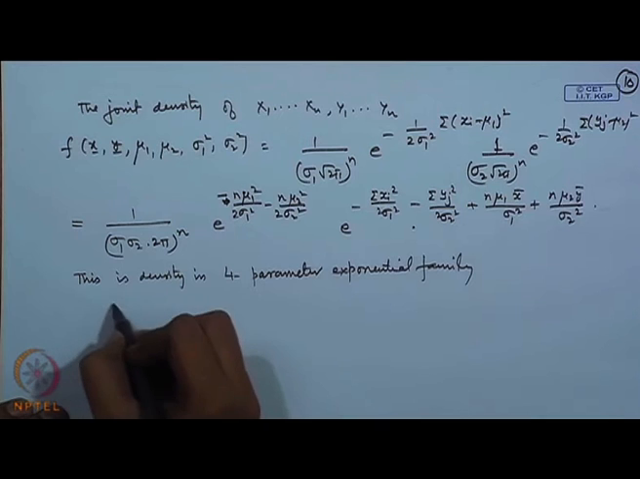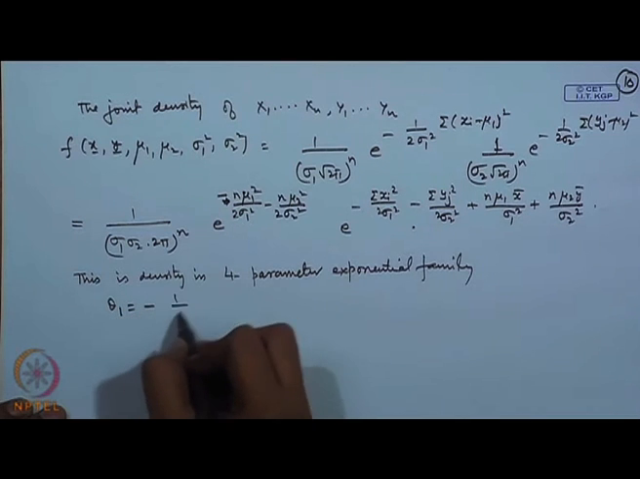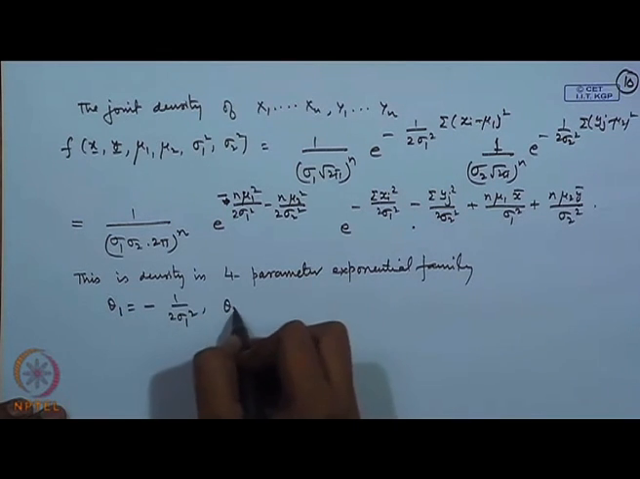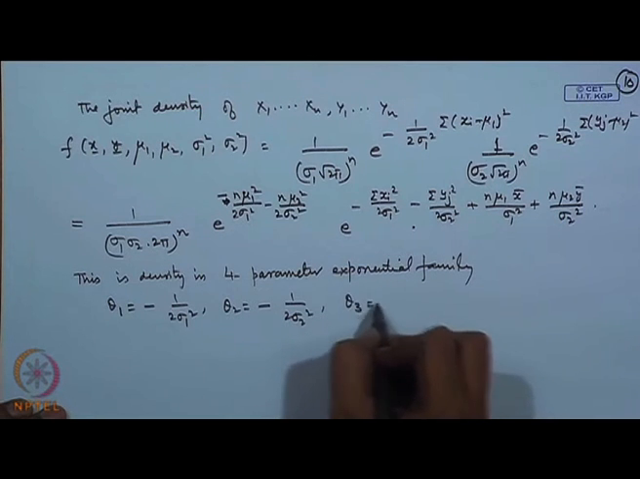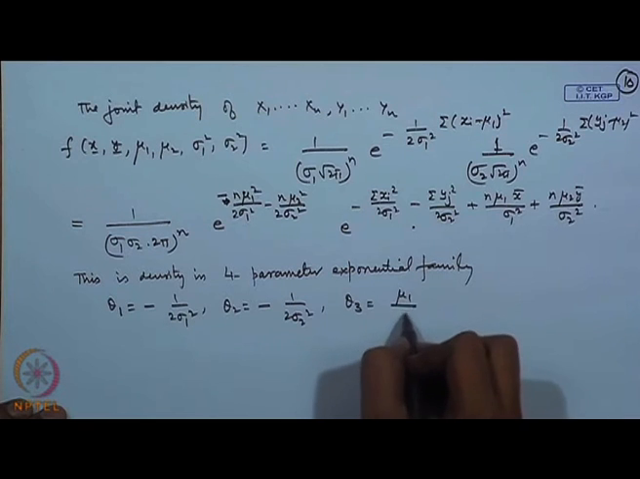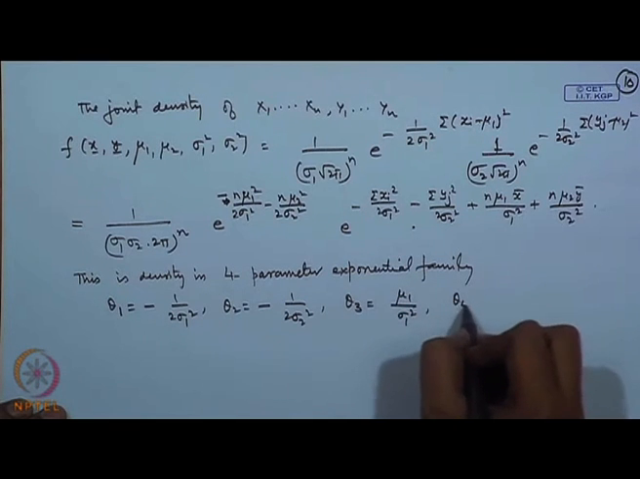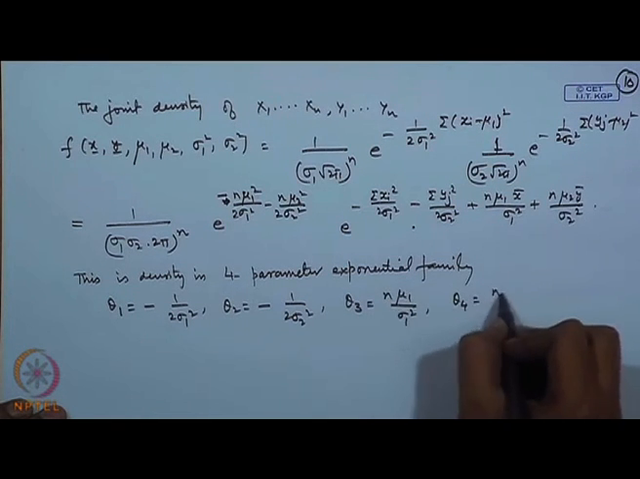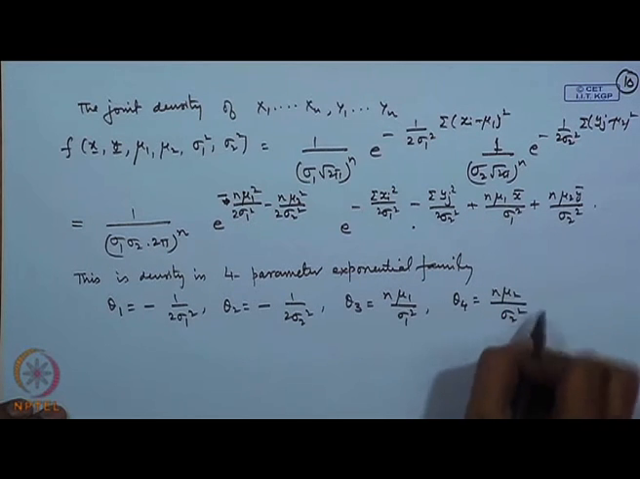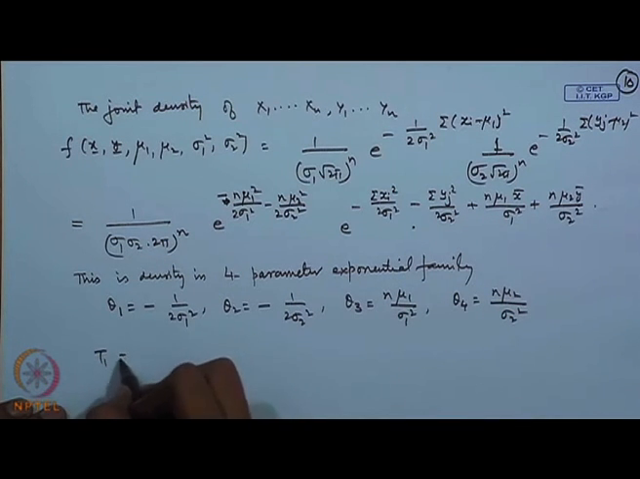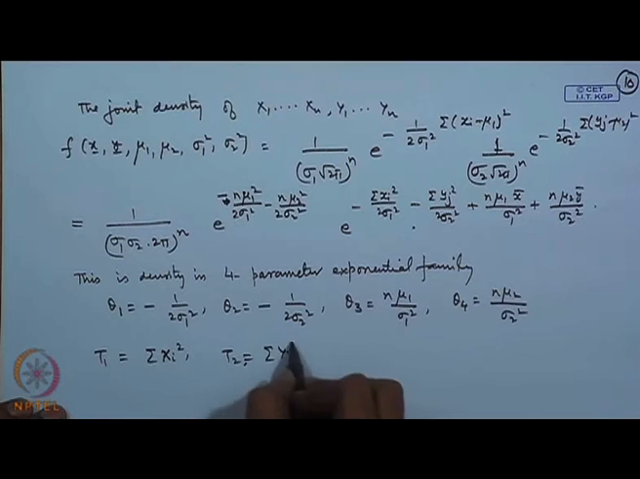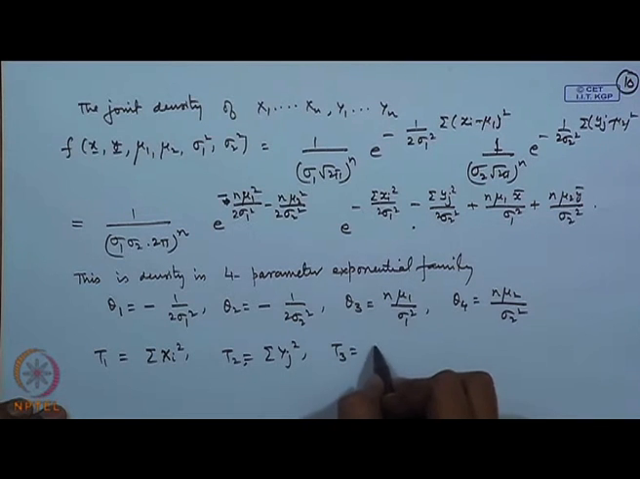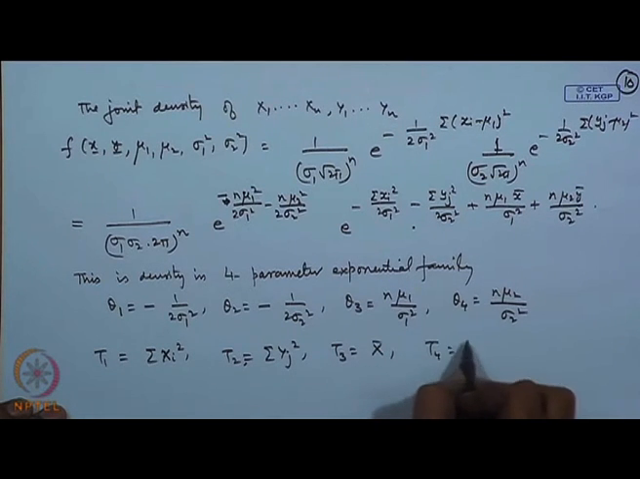We may write, say, theta 1 is equal to minus 1 by 2 sigma 1 square, theta 2 is equal to minus 1 by 2 sigma 2 square, theta 3 as say mu 1 by sigma 1 square, theta 4 is equal to n mu 2 by sigma 2 square. We may write T 1 as sigma x i square, T 2 as sigma y j square, T 3 as x bar, T 4 as y bar.